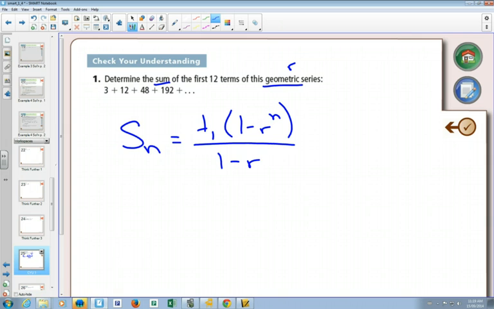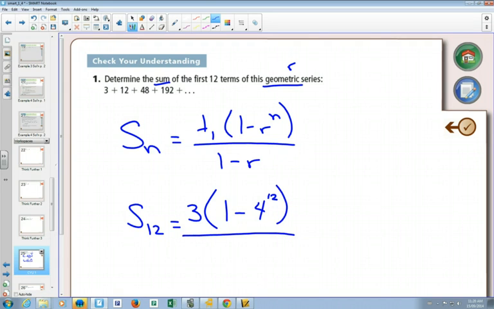Now, if we want to find the sum of the first 12 terms, we would know that n is 12. Do we know term 1? Yes, it's 3. Do we know how much we're multiplying by each time? Yes, what are we multiplying by? 4. Do we know n? Well, if we're finding the sum of the first 12, then n in this case will be 12. So we know everything on this side of the formula, so now we can plug things in. Term 1 is 3. 1 minus r is 4 to the power 12 over 1 minus 4.